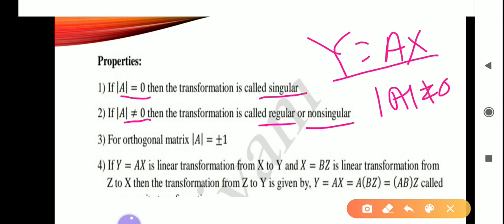Then third property: for an orthogonal matrix, determinant of A is plus or minus 1. That means if a matrix is orthogonal, then the value of its determinant is either 1 or minus 1.